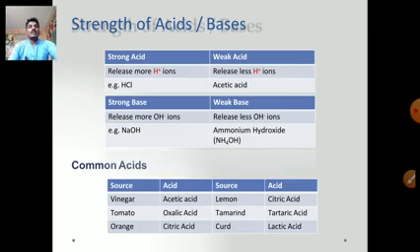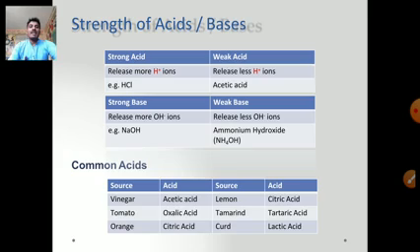Next one is the strength of acids or bases. What is the strength? First, we learn the strong acids and weak acids. Both are different. The first one is strong acids. Strong acids release H plus ions. For example, HCl, hydrochloric acid, splits into H plus and Cl minus ions.